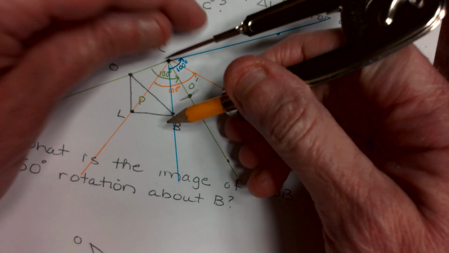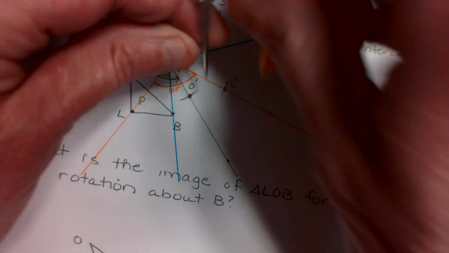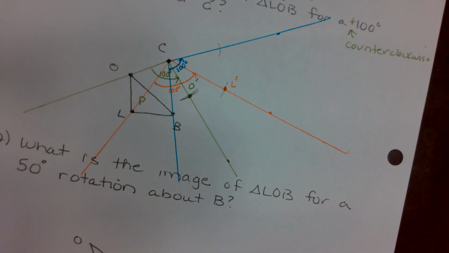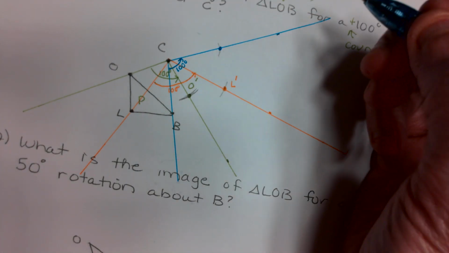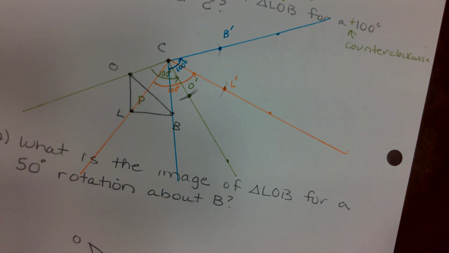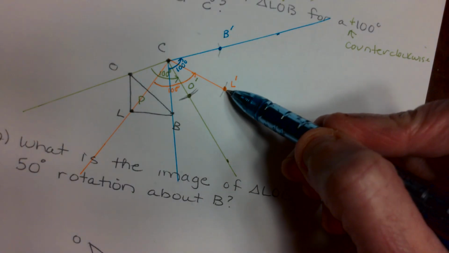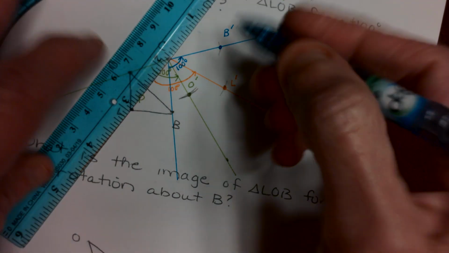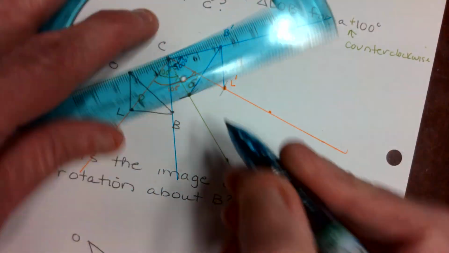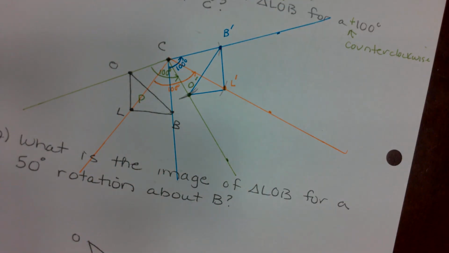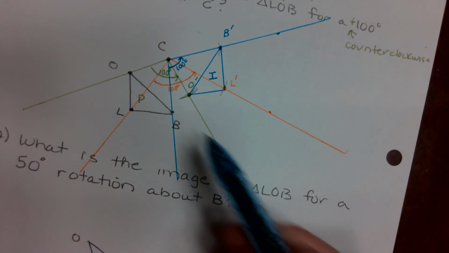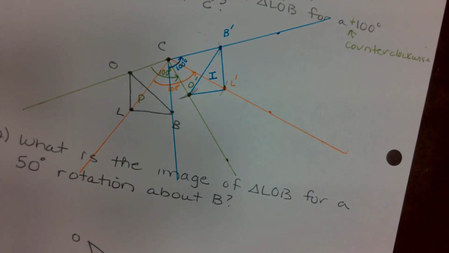I need to use my compass. Measure from C to B, and then go right here. Draw your arc. And it is B prime. Yay! O prime, L prime, B prime. I can now connect them. Voila! There you go. And that is my image. My pre-image rotated 100 degrees.